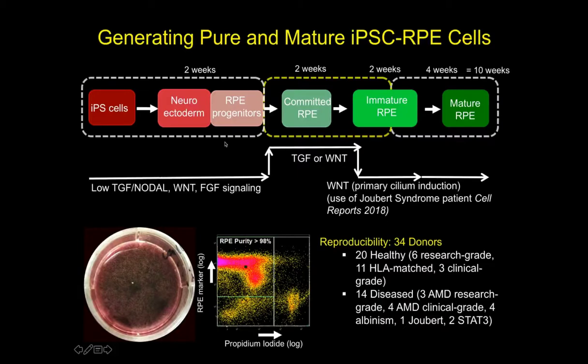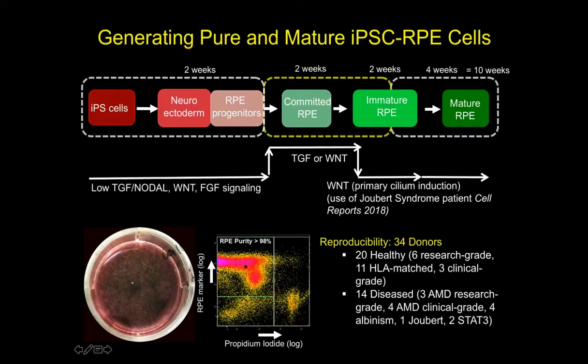And this was really guided by developmental biology of RPE cells, making them go through various stages of RPE development, neuroectoderm, RPE progenitor, all the way to mature RPE, using just a combination of different growth factors at different time points. The bottom panel shows you that the protocol really works well. You see a dish full of pigmented, homogeneously pigmented RPE cells confluently present in the dish.